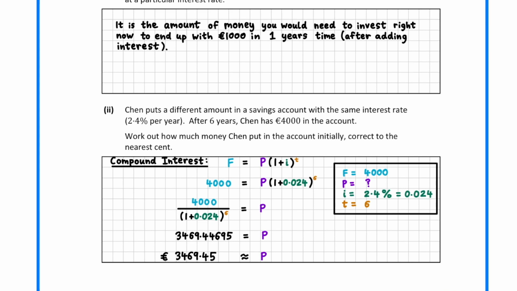In BII, Chen ends up with €4,000 in an account after 6 years. We need to figure out the value of this starting investment. We'll use our compound interest formula again. This time, the final value, F, is 4,000. The interest rate, I, is 0.024. And the time period, T, is 6. To find P, we should divide both sides of the equation by 1 plus 0.024 to the power of 6. From here, we use our calculator and round to 2 decimal places.